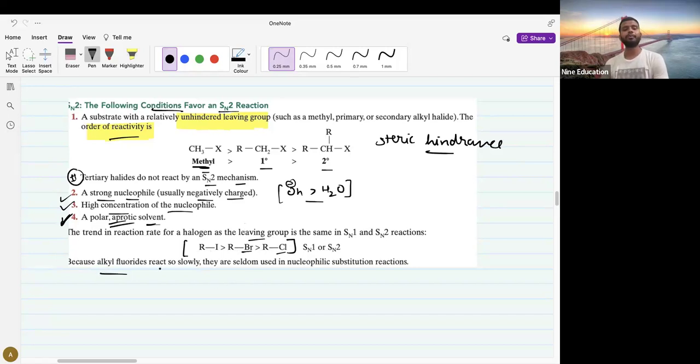Because alkyl fluorides react so slowly, they are seldom used in nucleophilic substitution. Alkyl fluorides react very slowly. Breaking the fluorine bond is very difficult. Breaking the iodine bond is very easy, iodine being very big. So if someone wants to remove iodine as a leaving group, he can easily remove it. But don't try with fluorine, because fluorine is small and dear, so keep it with you.